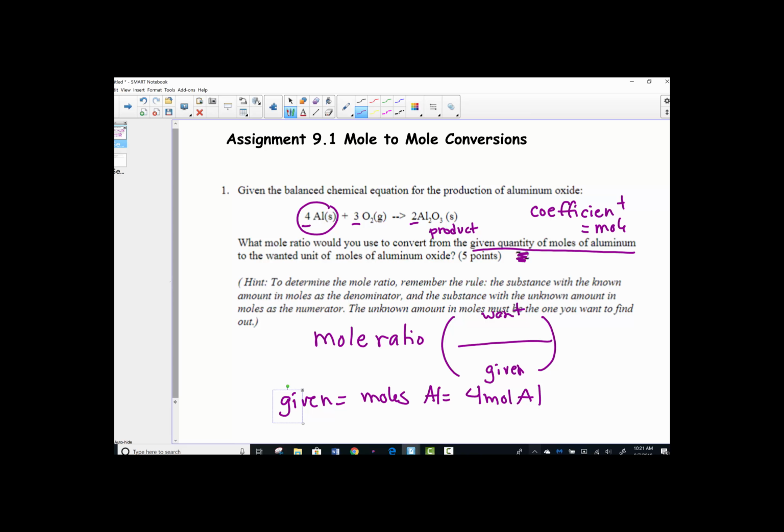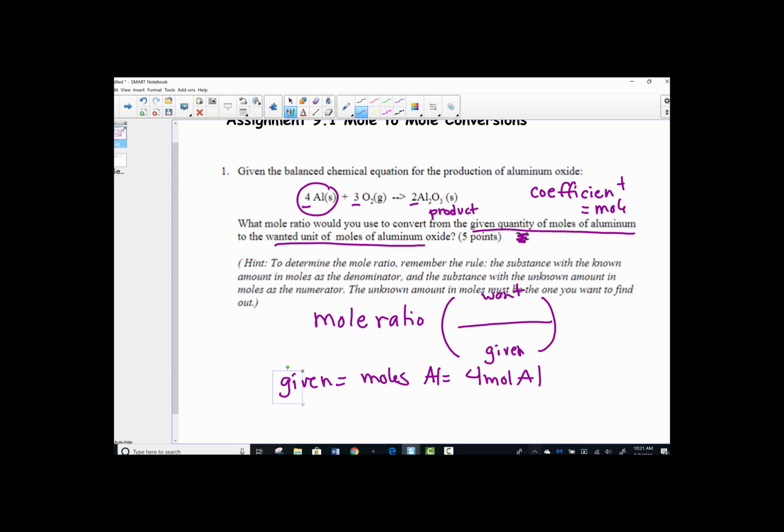And it wants us to solve for moles of aluminum oxide. I call that my want. We want the moles of aluminum oxide. And remember what we read there? Its mole was 2. So what does our mole ratio look like for want over given?